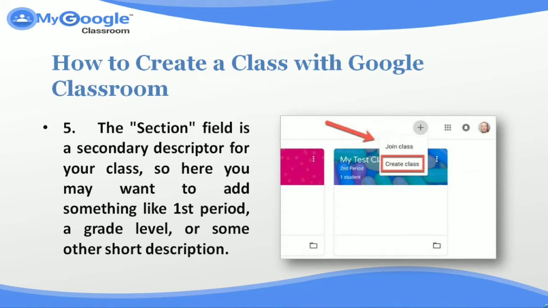Number 5. The section field is a secondary description for your class, so here you may want to add something like first period, a grade level, or some other short description.